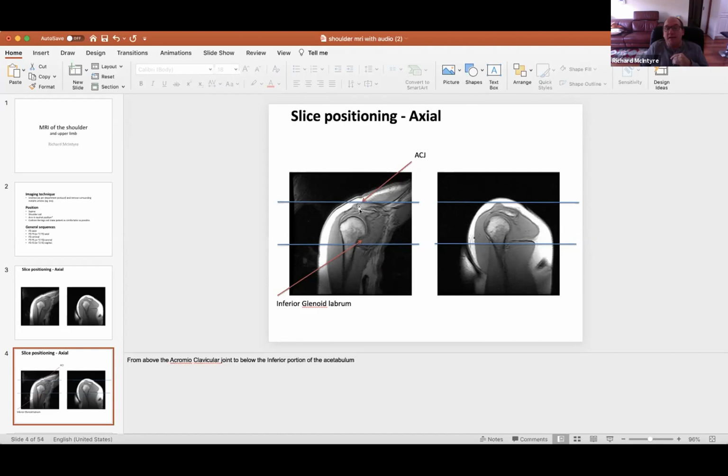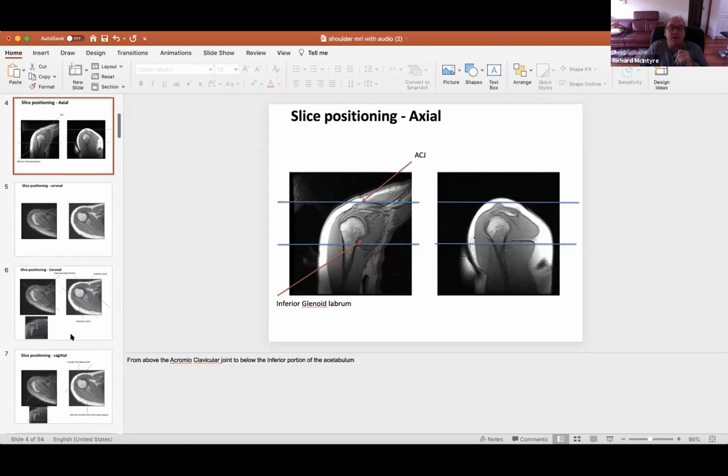We don't really need that in our images if we've got a lesion in the inferior, a labral tear or a tumour in the inferior labrum. Okay, we don't need to get up as far as the acromioclavicular joint. But if we're just doing a routine survey of the shoulder, then we need to get above the acromioclavicular joint and below the glenoid labrum. Okay, again, we're professionals, we need to make those decisions.